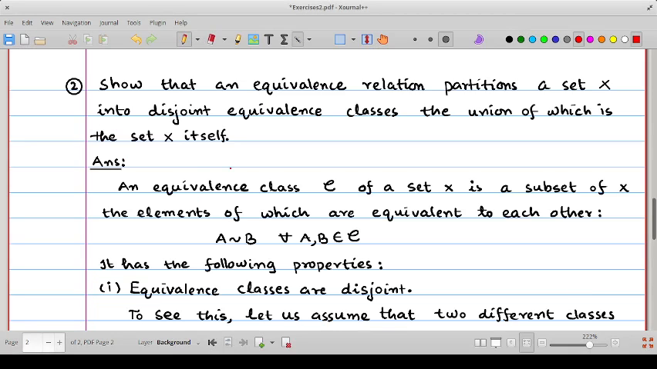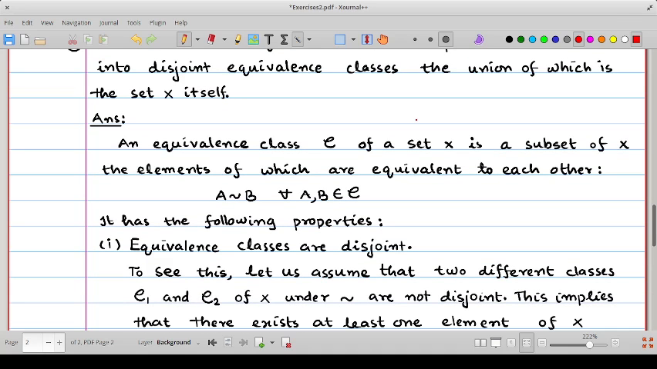Question number 2. Show that an equivalence relation partitions a set X into disjoint equivalence classes, the union of which is the set X itself. So we first start with the definition of an equivalence class. An equivalence class C of a set X is a subset of X of the elements of which are equivalent to each other. So we have a set X and we have a subset S of X, such that all elements of the subset S are equivalent to each other. And then the subset S will be called an equivalence class.